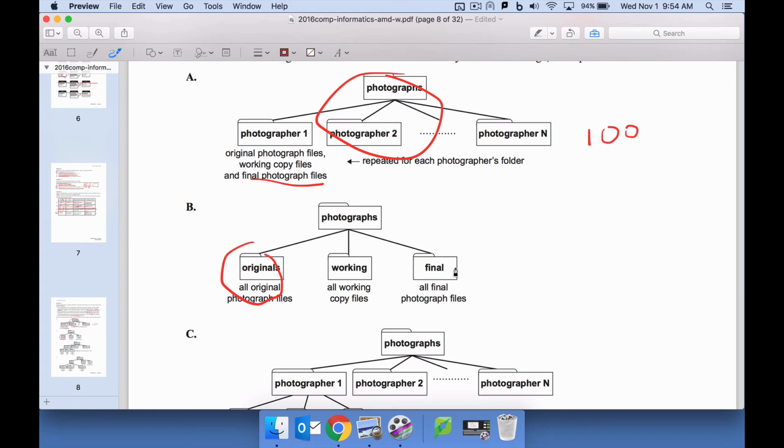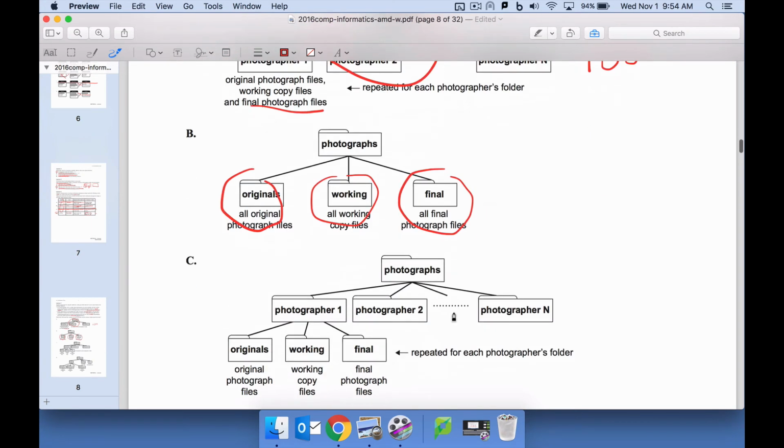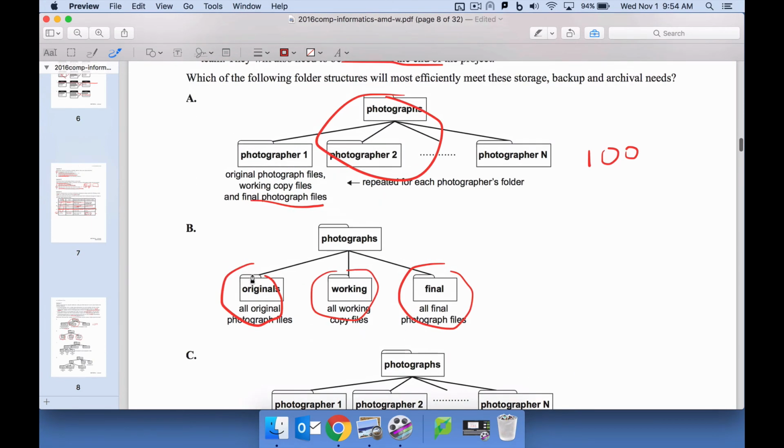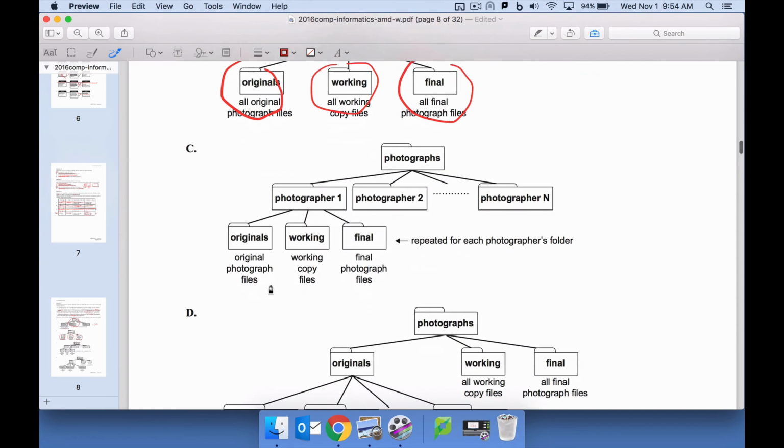Although it does solve the other issue that we had up here with the final folder and probably the working folder for the photos being easily accessible as a batch to send off to the publishing team. I could just copy this folder and send that off instead of having to go into each separate folder of each photographer. But again, the first point now, it doesn't work. I can't archive easily the original photos.